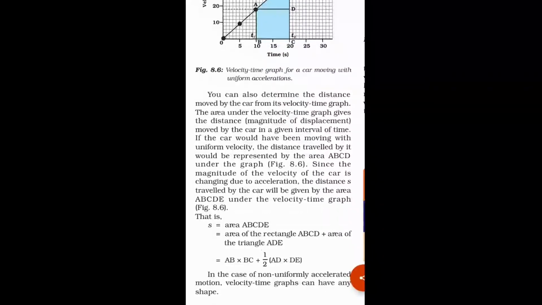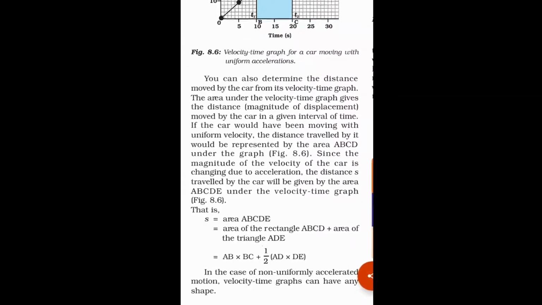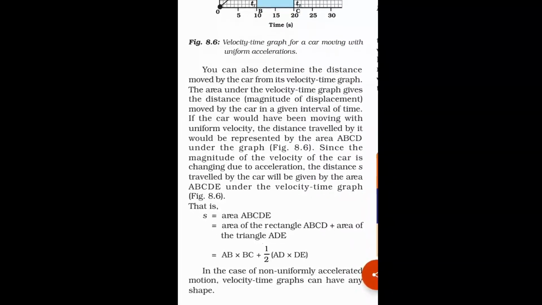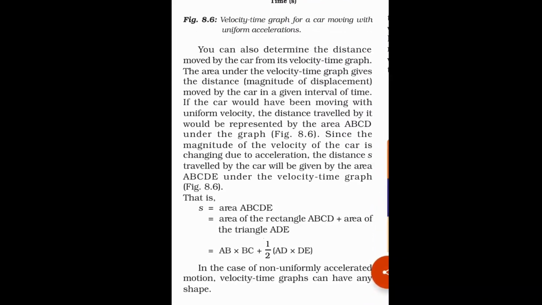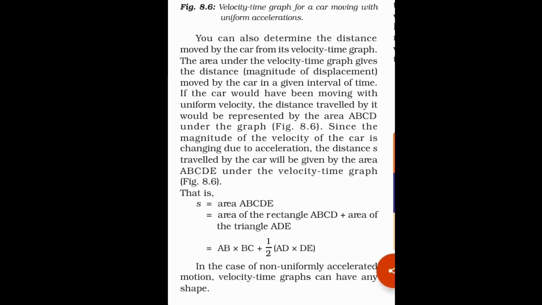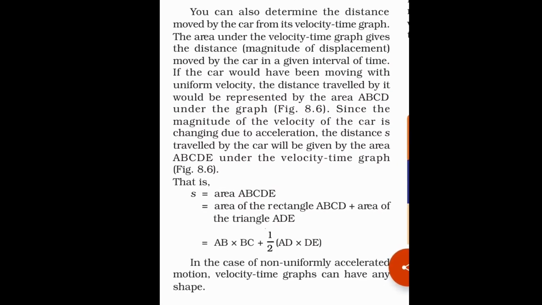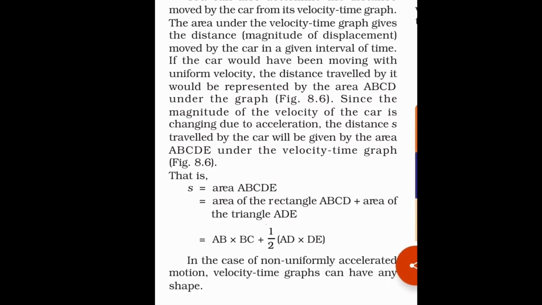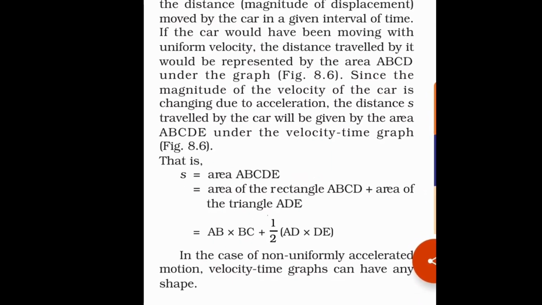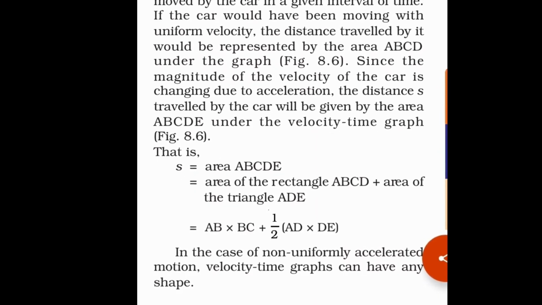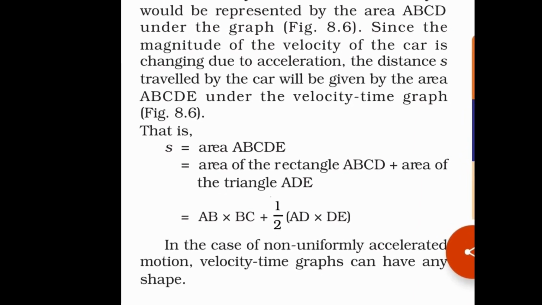The distance traveled by the car in the given example can be calculated by the area under the diagram, that is the shaded area ABCDE in this velocity time graph. Area of ABCDE is the area of rectangle ABCD plus the area of triangle ADE, that is AB into BC plus half AD into DE. Likewise, we can calculate the distance traveled by the car in the given time.